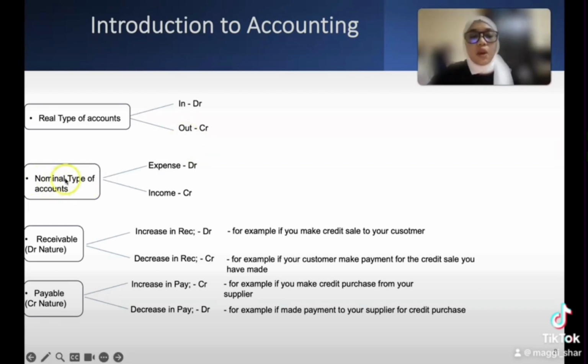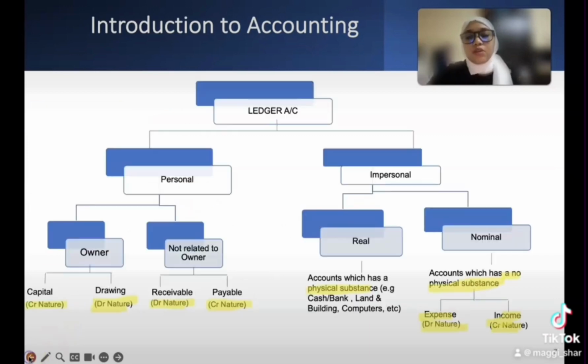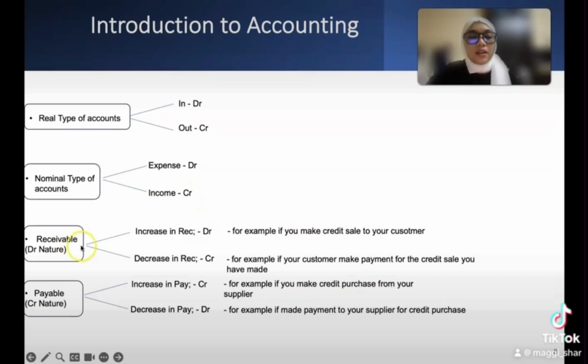Okay, for the nominal type of accounts, all the expenses we are going to record in the debit side. All the income we are going to record in the credit side. That's why I told you here, expenses are of debit nature and income is of credit nature. So these real type of accounts and nominal type of accounts are impersonal ledgers, or general ledgers. So how are we going to record receivable and payable? Receivable is a debit nature, payable is a credit nature.